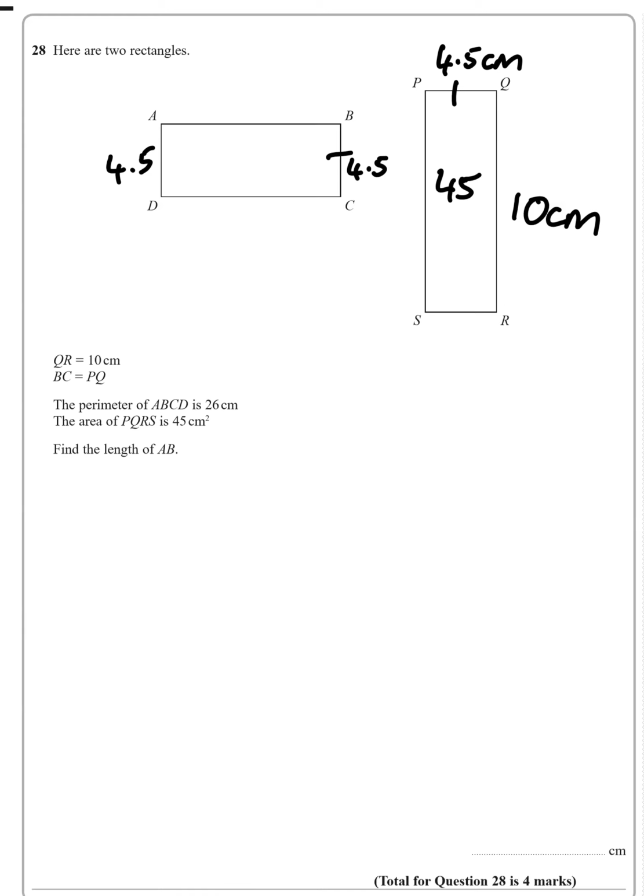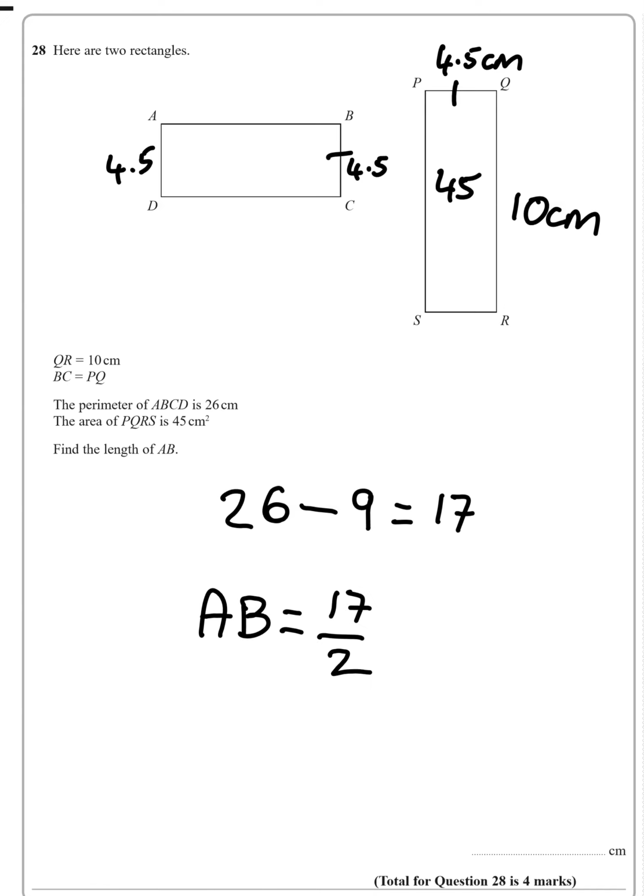Find the length of AB. That length there. Okay, so we know total perimeter is 26. So if we do 26, take away 9, 2 lots of 4.5, it gives us 17. So AB is equal to 17 divided by 2, because that and that is 17, which gives us 8.5 centimetres. So all we really did is just put the information on as we worked through the question, and then realised we needed AB.